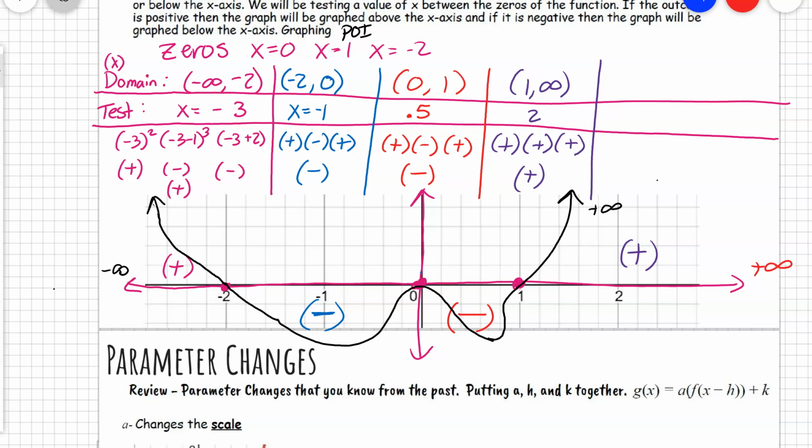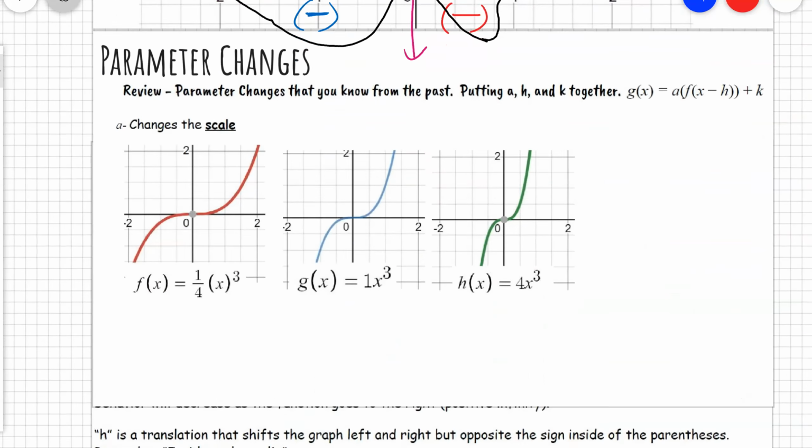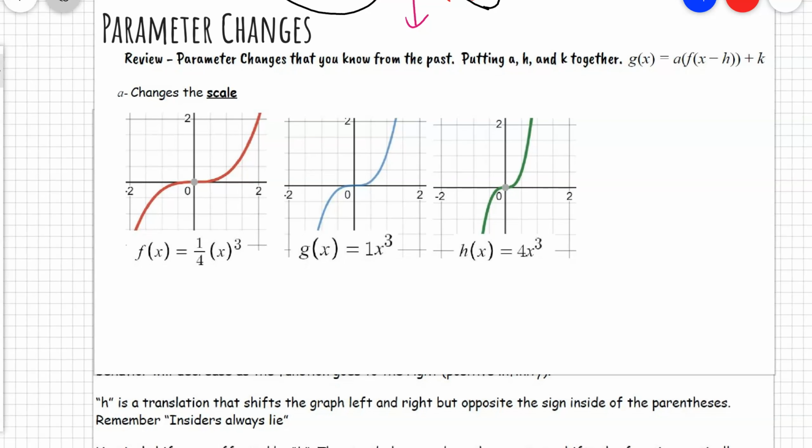All right, so that's sign analysis. We're going to go ahead and talk about parameter changes. We've talked about parameter changes back in Unit 1. We also talked about it with the quadratic formula. It's in every unit for the most part. Parameter changes that you know from the past. So putting on a, h, k together, this is in vertex form in a way if it was squared. In this case, this is cubic.